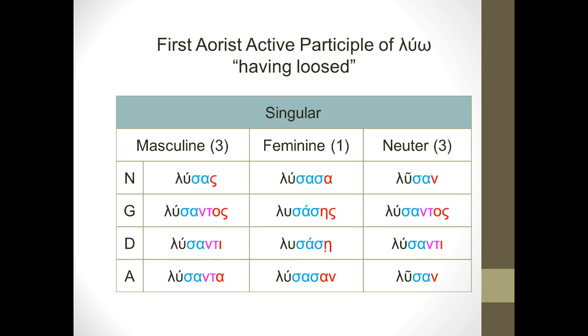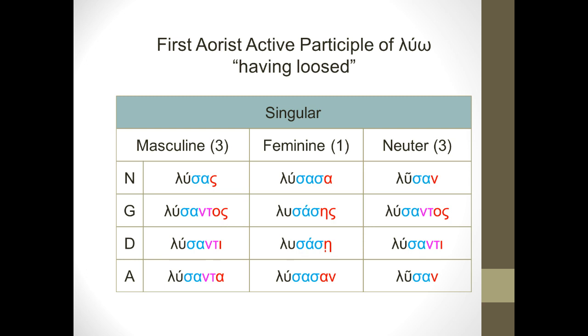And so notice then in the feminine, again, it follows for the most part the first declension pattern, starting off in the nominative with its own unique ending, sasa, and then sases, sase, and sasan. And then your neuter is san, santos, santi, and san. So saying these all together, working our way across each case, it's lusas, lusasa, lusan, lusantos, lusases, lusantos. In the dative, lusanti, lusase, lusanti. And in the accusative, lusanta, lusasan, lusan.